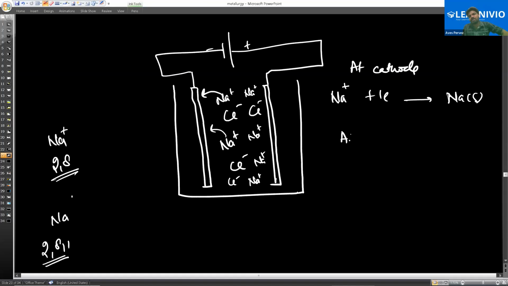What is going to happen at the anode? The anode is positively charged. So what will happen? We have chloride ions. The two chloride ions will reach there.